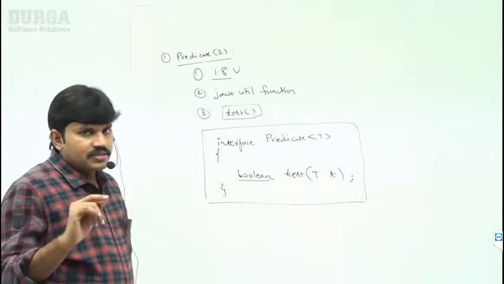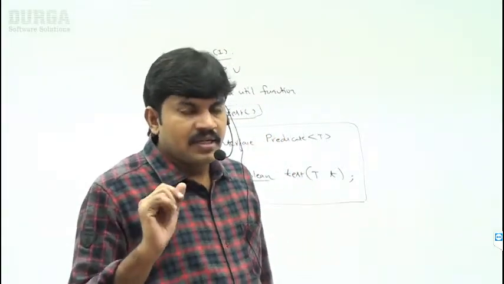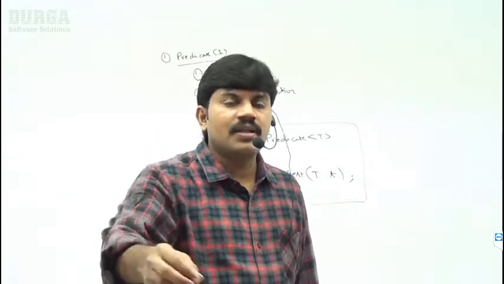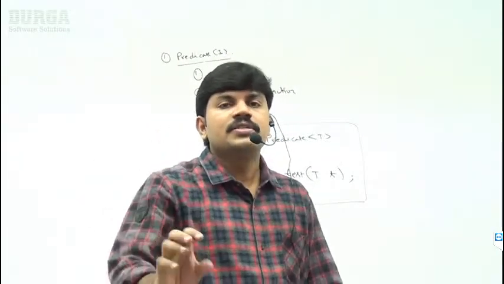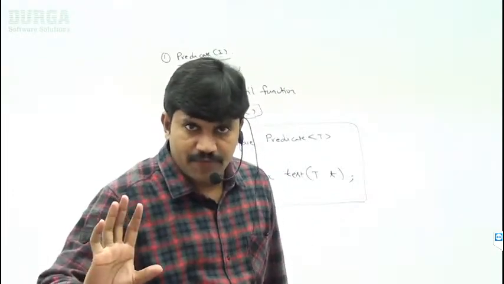Clear for all of you, right? Okay, the Predicate interface contains which method? The test method. The test method can take some input value, perform some conditional check, and based on that, it will return either true or false. Clear for all of you, right?